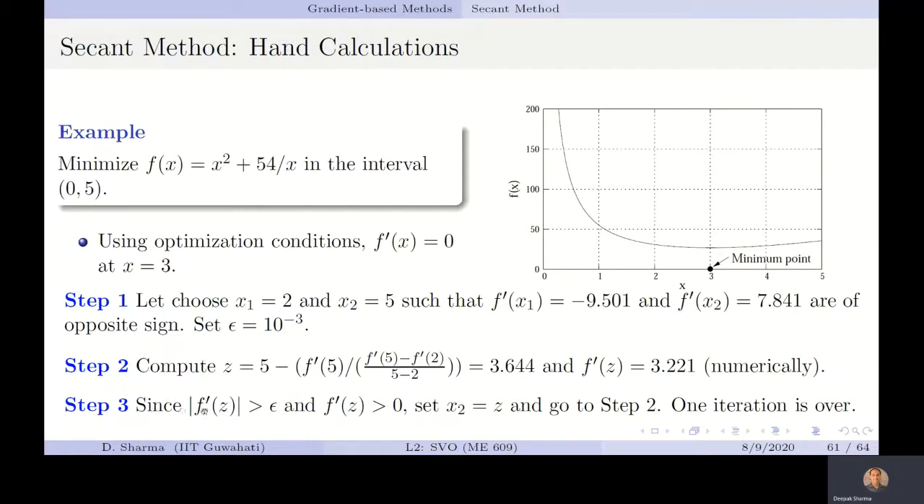Now here, since this derivative is greater than the epsilon value, we should go ahead. The second observation is that the derivative of the function at Z is positive. So if we locate 3.644 somewhere here, then we know that the minima will never lie from 3.644 to 5. That's why we eliminate that region and we set x2 equals Z. We go to step 2 and that completes one iteration.